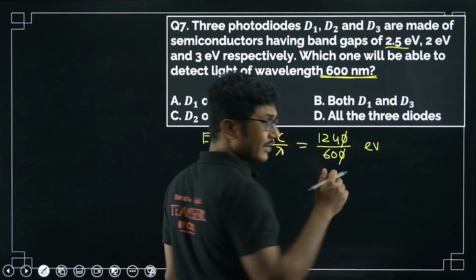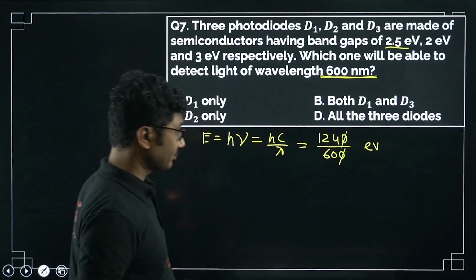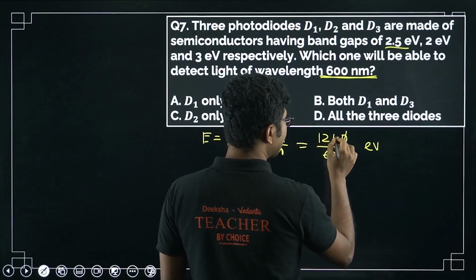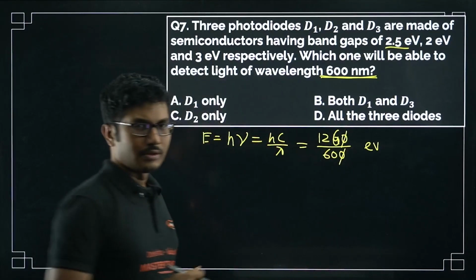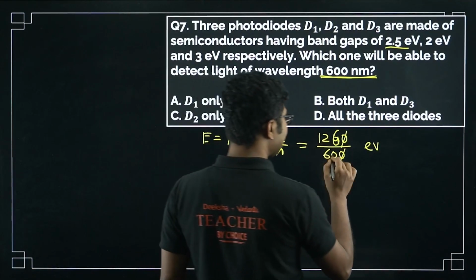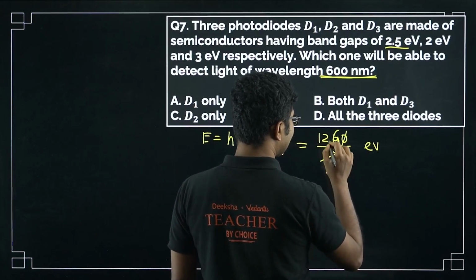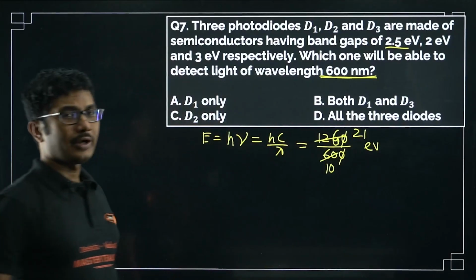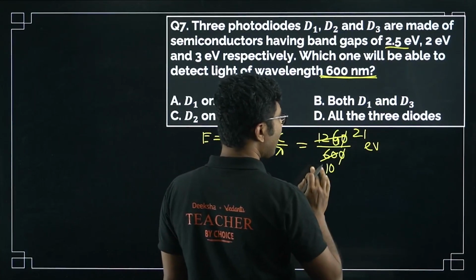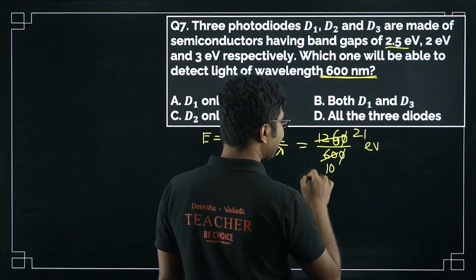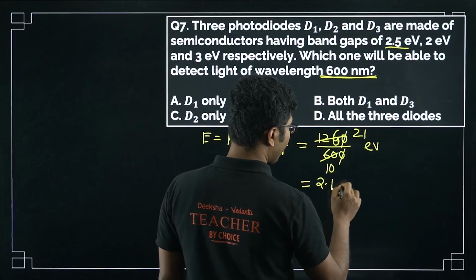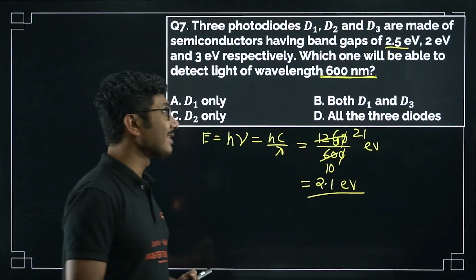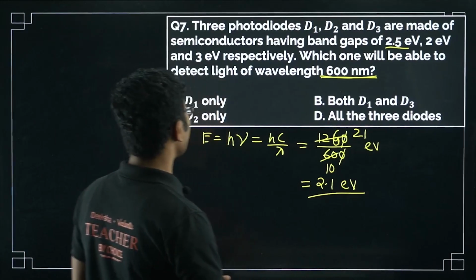Now for our understanding, instead of 1240, we will assume this to be 1260. Why? Because we want to cancel this number. So 6 tens are 60, 6 twos are 12, 6 ones are 6. So it is basically slightly less than 2.1, but it is still greater than 2 eV. So it is about 2.1 eV. So anything more than 2.1 eV band gap can measure this. Anything less than that will not be able to measure it.